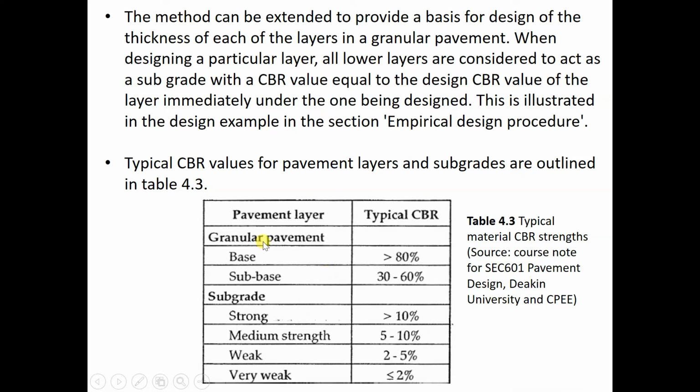Okay, so these are different CBR values for the granular materials. The sub base is about 30 to 60%. The base is about greater than 80%. The subgrade ranges from like 2 to 10.